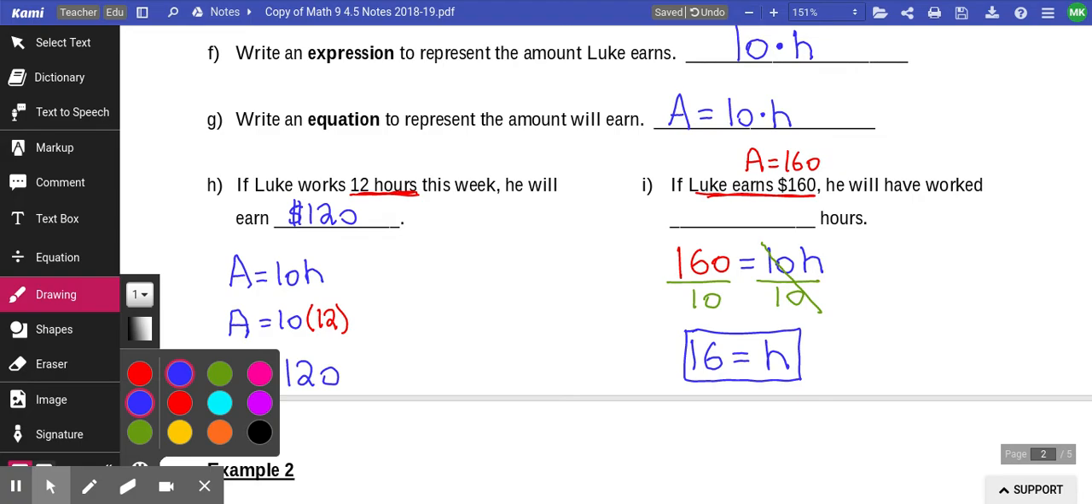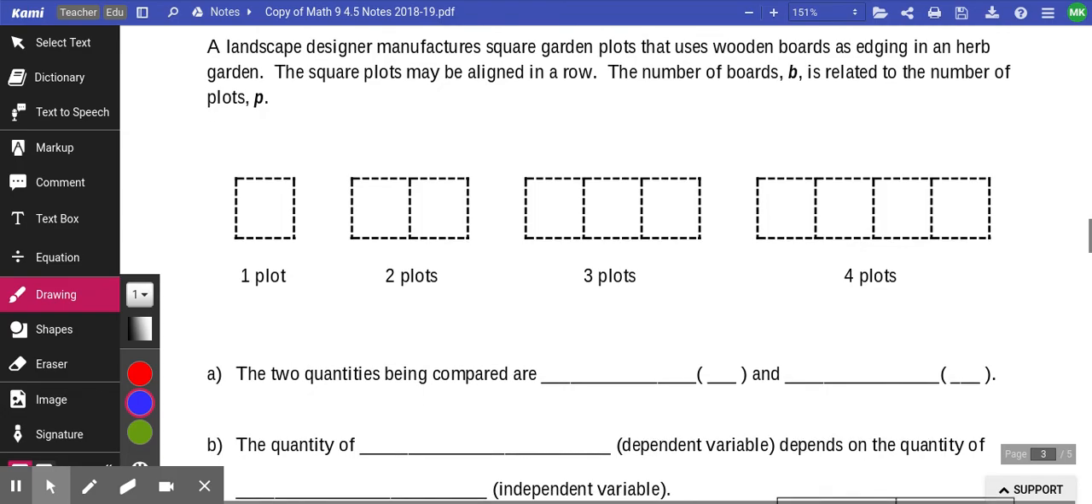So as we do word problems, you're going to create equations. Then you're going to use those equations to figure things out. Either your input or your output, one or the other. We're going to try another example together. So example 2.